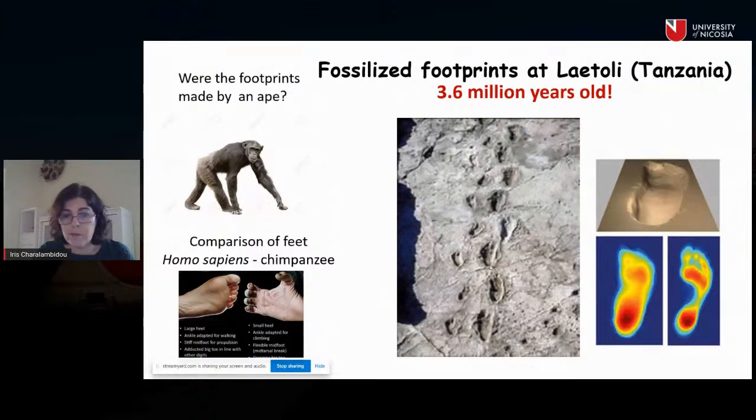If you look at these footprints, which have been enlarged over here and over here, it's obvious that this is not the foot of an ape. This is the foot of a species whose footprint has many similarities with the footprint of a Homo sapiens. So these are the footprints of a species that could walk on two legs, similarly to humans. So this is a major difference with apes.